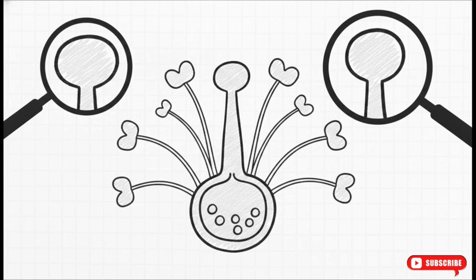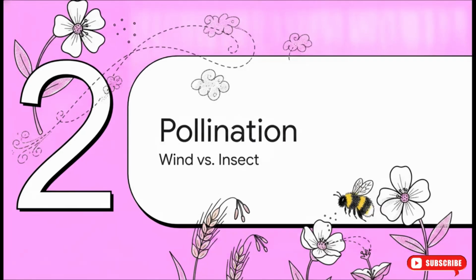Now here's revision tip 1. When you're labeling a diagram, always draw your line to the specific structure, not just a broad bracket. It makes a difference. And revision tip 2, an easy trick to remember the male part, just look at the word itself, stamen. Moving on to phase 2, pollination, wind versus insect.